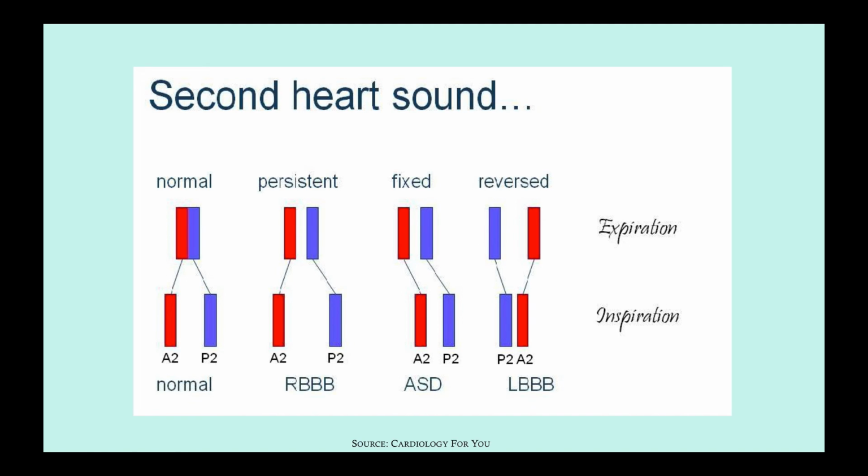Remember that the right bundle branch is going to the right side of the heart. So if it's taking longer for that conduction to get to that part of the heart, it's going to take longer for the pulmonic valve to close.